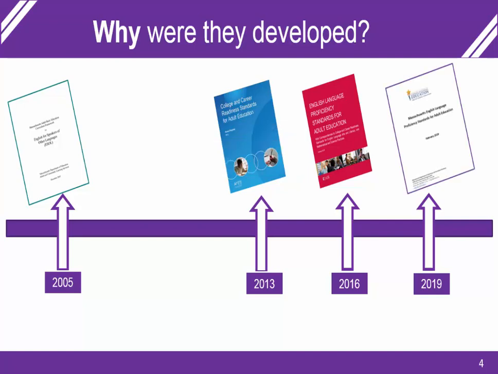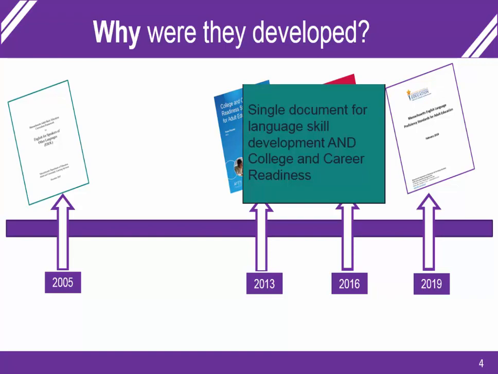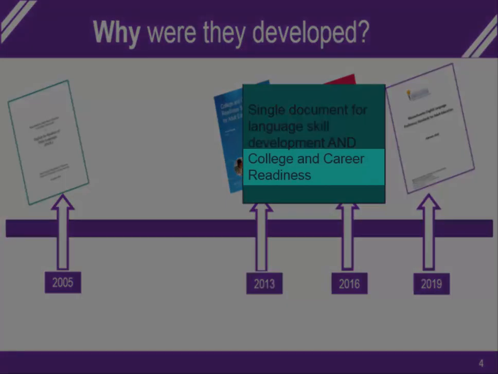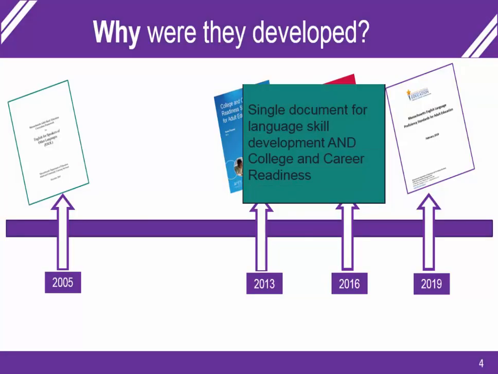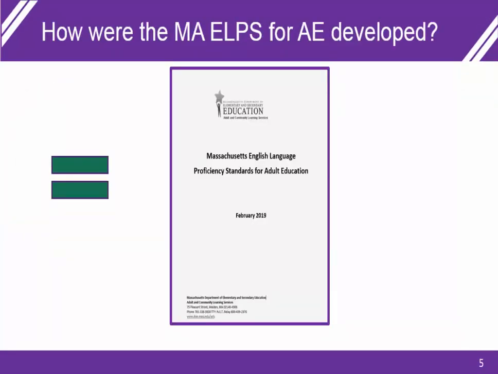In 2019, the Massachusetts ELPs for adult ed were completed, and the goal of establishing a single document that identifies both language and college and career readiness skills has been met. Before we delve into the document itself, let's take a quick look at how the Massachusetts ELPs were developed. Once the decision was made by the Massachusetts Department of Elementary and Secondary Education to create a single set of rigorous adult ESOL standards, additional parameters were set regarding the process.